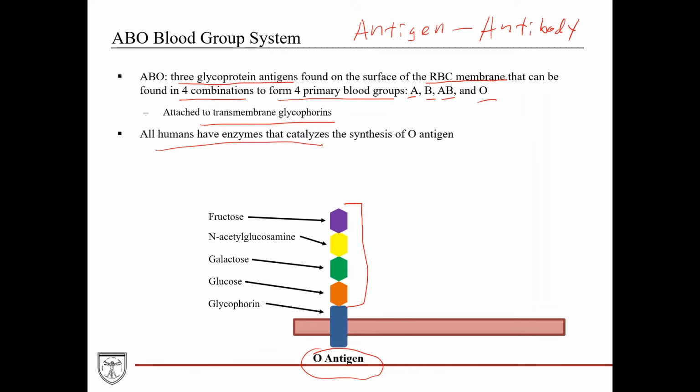And so all humans have the enzymes that will catalyze the synthesis of the O antigen. So this is the O antigen right here, this sequence right here. Everybody produces this, everybody has this. Since this is a native antigen to everybody, in theory no one is going to have antibodies against the O antigen, so no antibodies that would direct the immune system to attack this specific antigen.